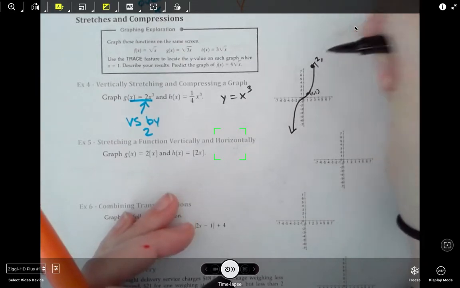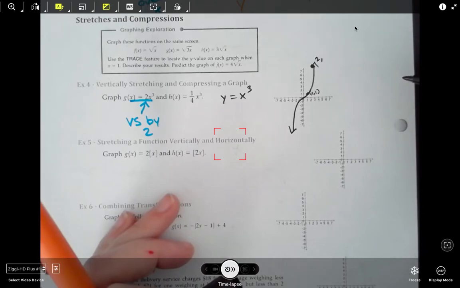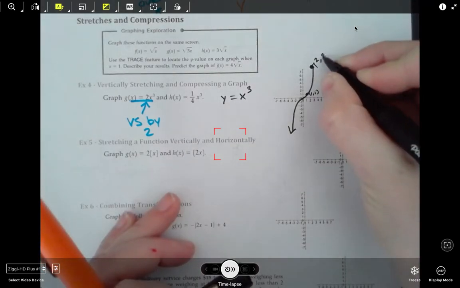It should be at 2, comma something into the original. If I plug 2 into the x cubed, 8. This will be the point 2, comma 8, okay?